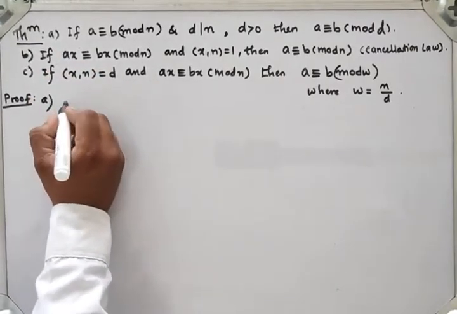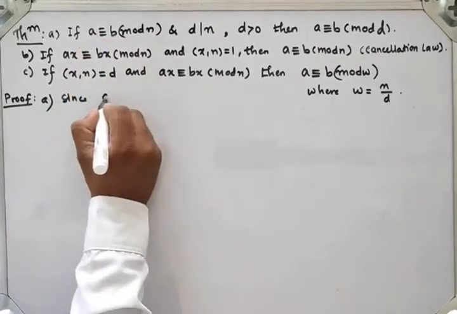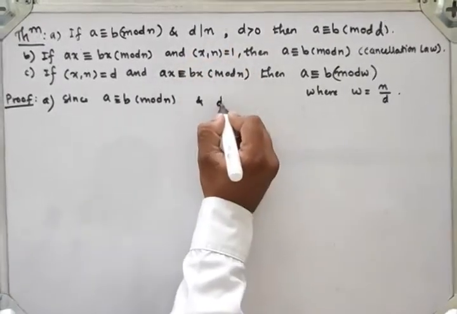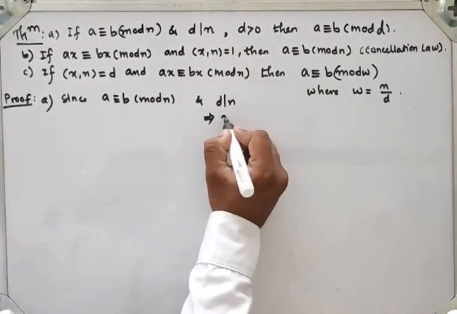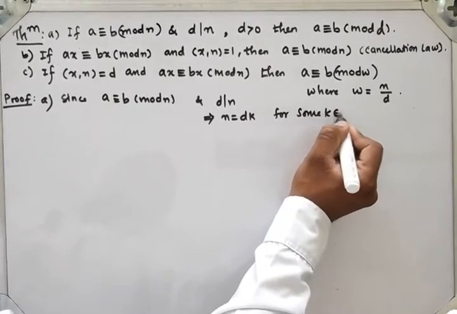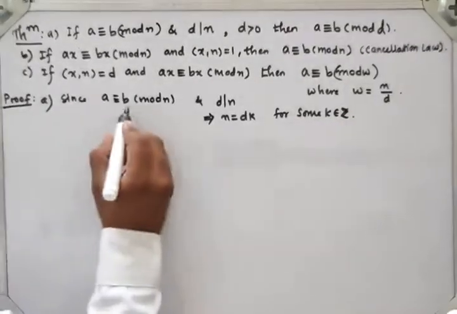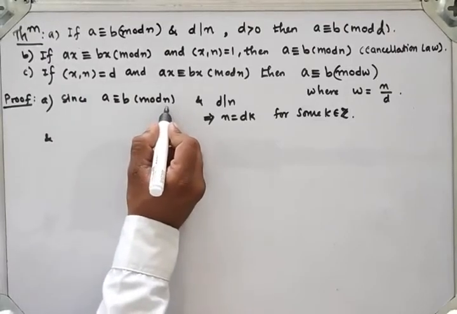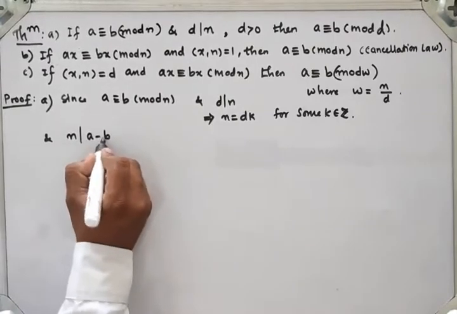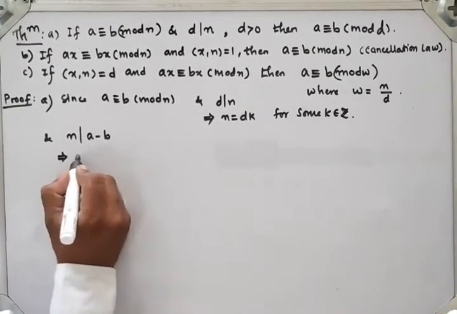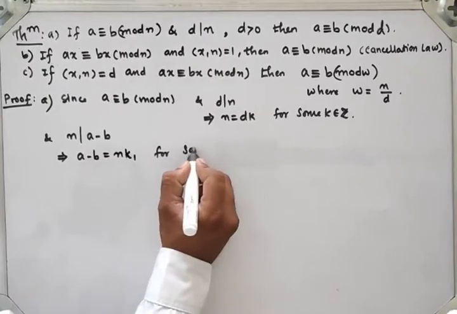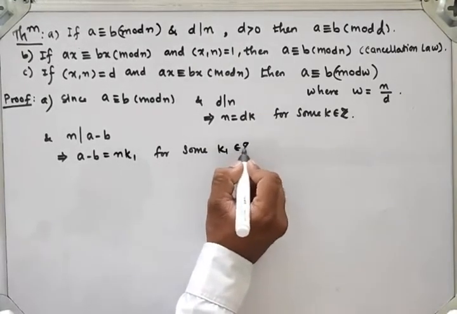Since a is congruent to b modulo n, and d divides n, by the definition of divisibility, n is equal to d into k for some k belongs to the set of integers. And a congruent to b modulo n, by the definition of congruence modulo n, means n divides a minus b, right? Then by the definition of divisibility, a minus b is equal to n into k1 for some k1 belongs to the set of integers.